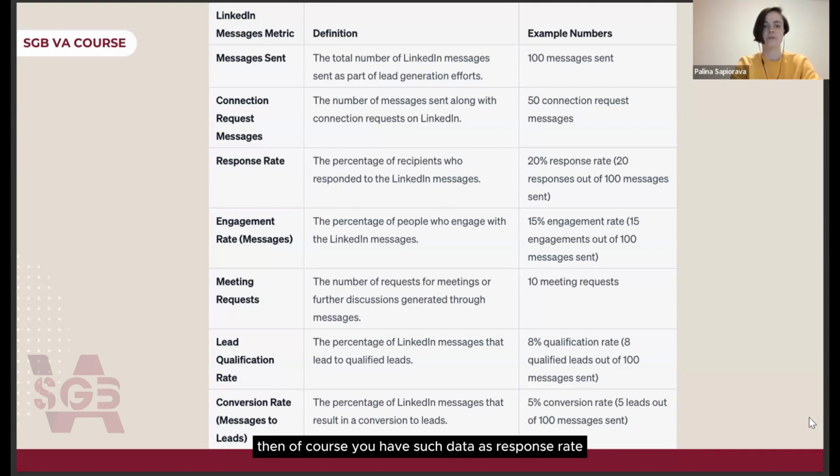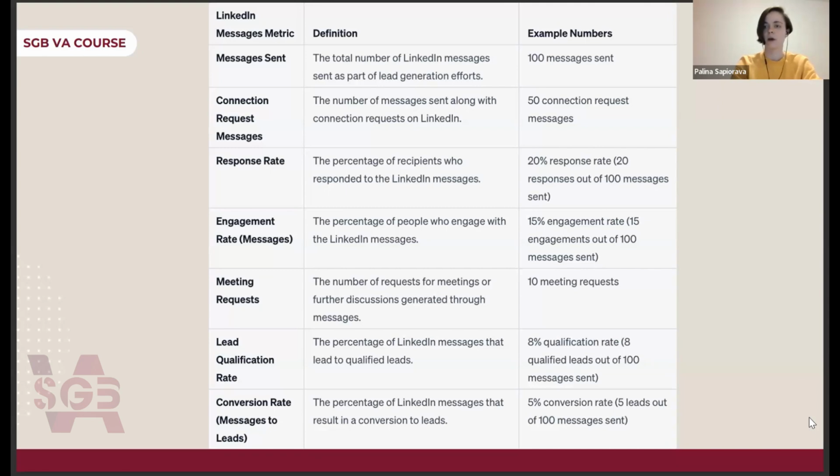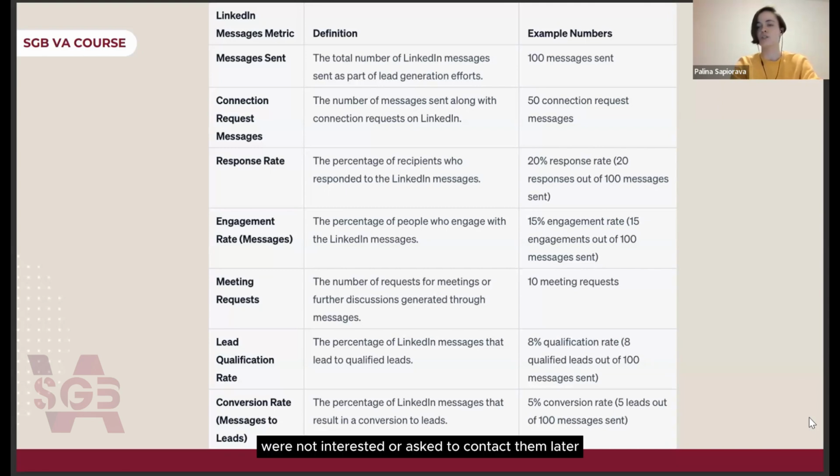Then, of course, you have such data as response rate. So how many people responded to the LinkedIn messages, or how many people engaged with them. And of course, the metrics about answers. So how many people answered, how many people were not interested or asked to contact them later, or how many people asked you to send them more information because they're probably interested, but they aren't sure.